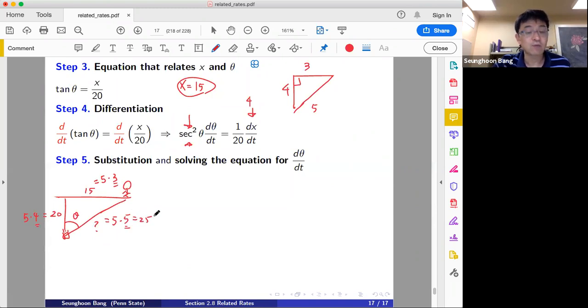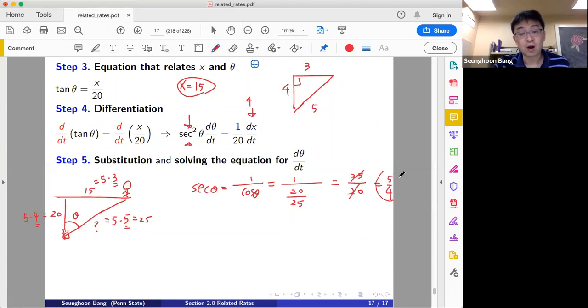We have 25. Secant theta is the same as 1 over cosine theta. Cosine theta is exactly adjacent over hypotenuse. We have 20 over 25. The reciprocal is 25 over 20. The 5 is crossed out. We have 5 over 4. You can plug 5 over 4 into secant. So what's that? 5 over 4 squared.